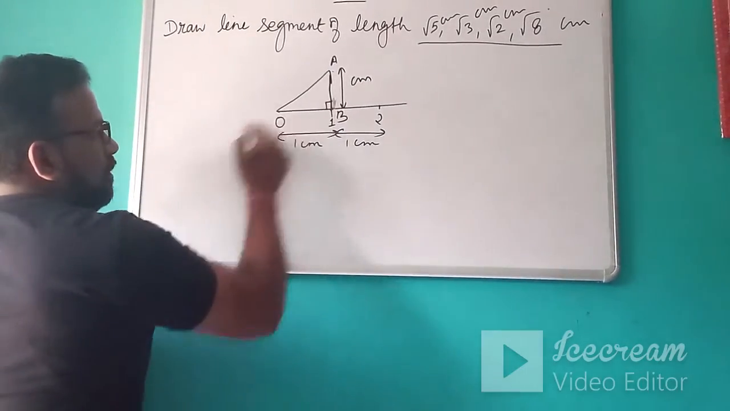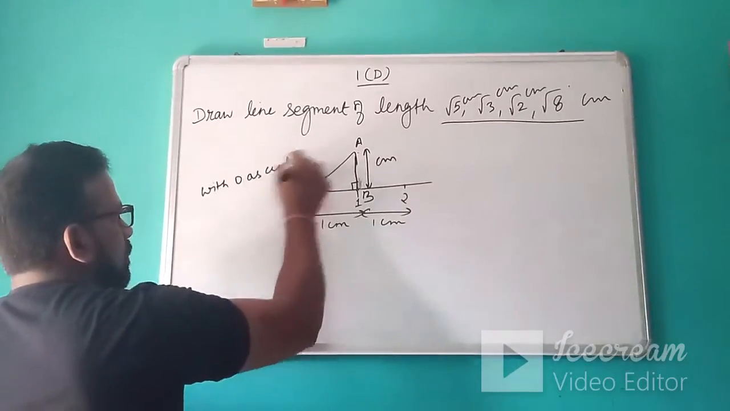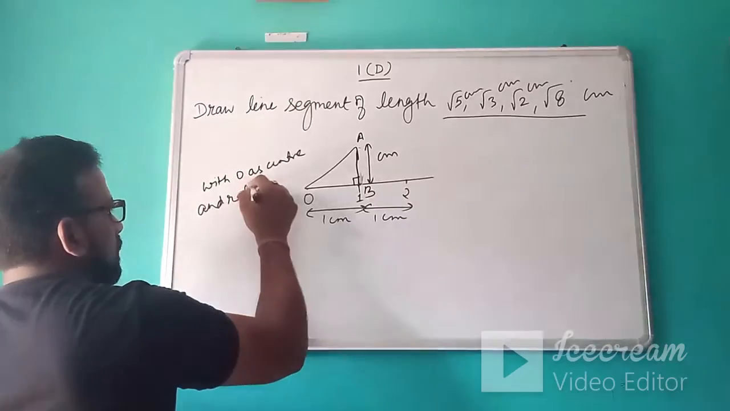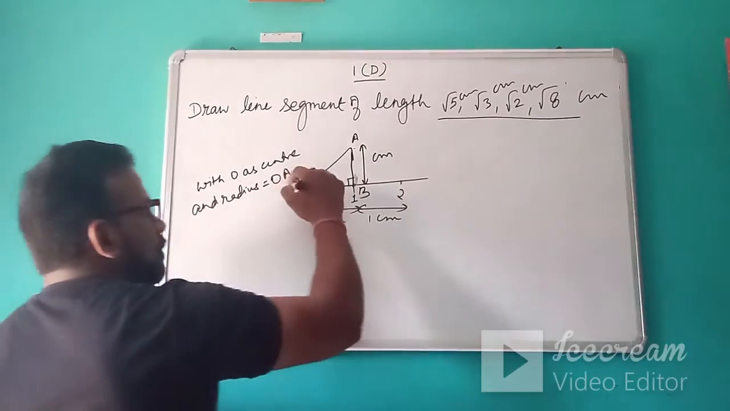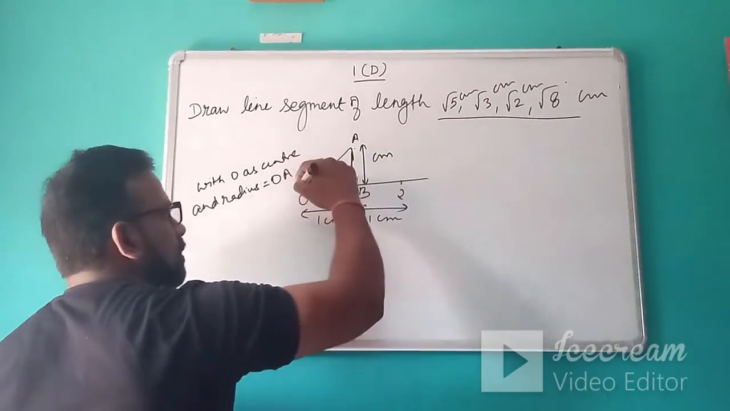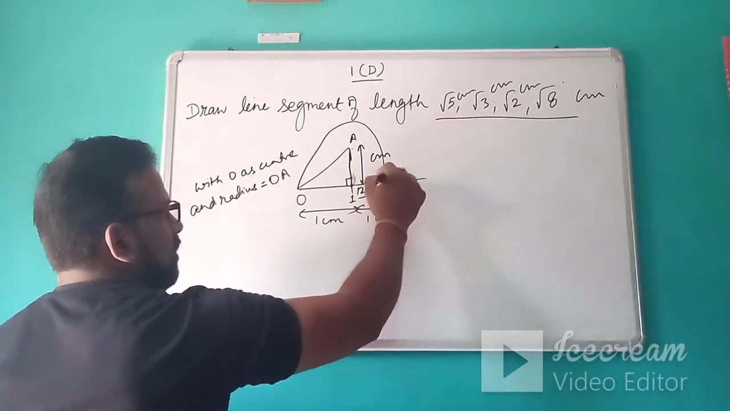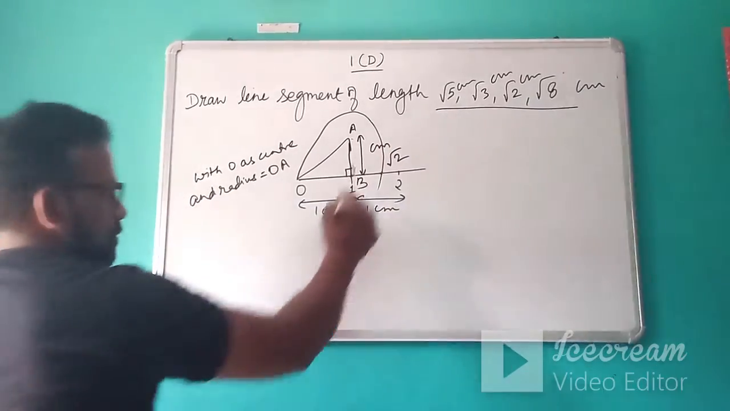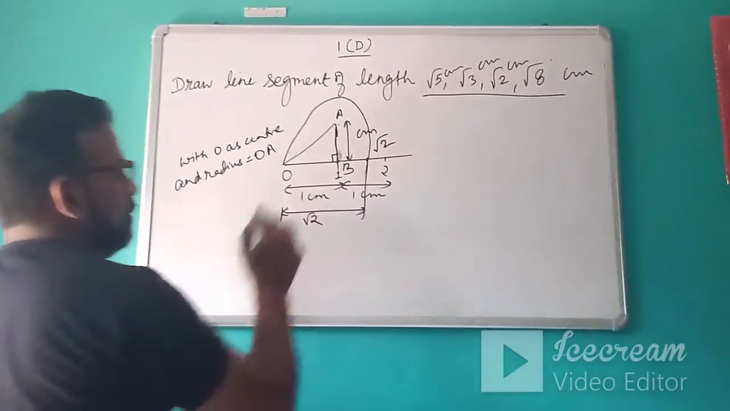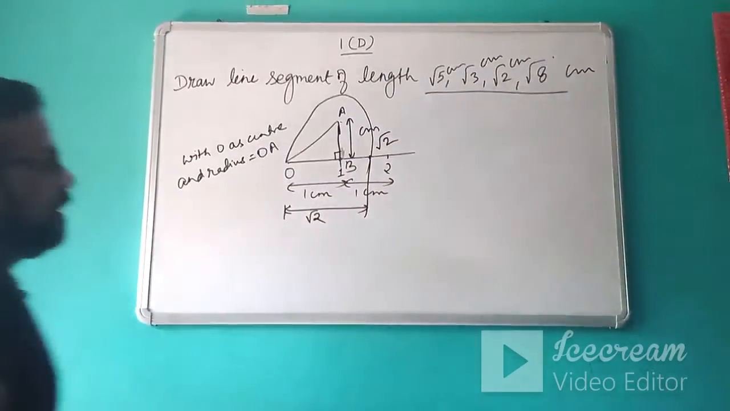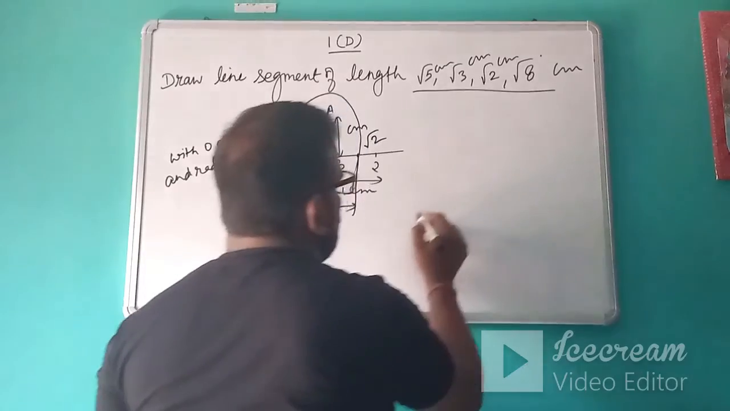So now with O as center, and radius equal to OA, draw an arc. So you will put your compass here and you will draw the arc like this. Wherever it cuts, that will be your root 2. That means from here to here, the value is root 2. Okay, like this.